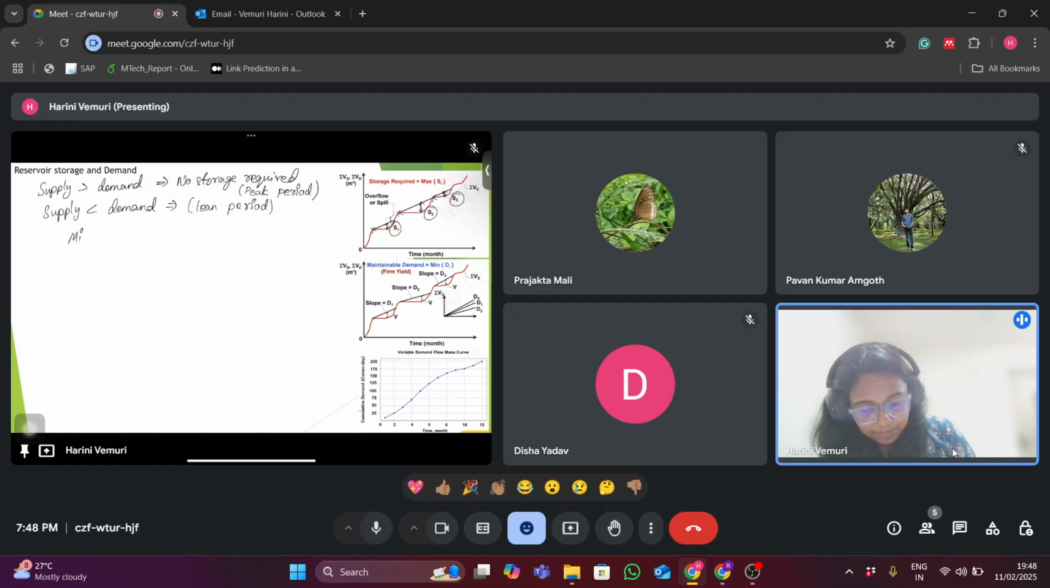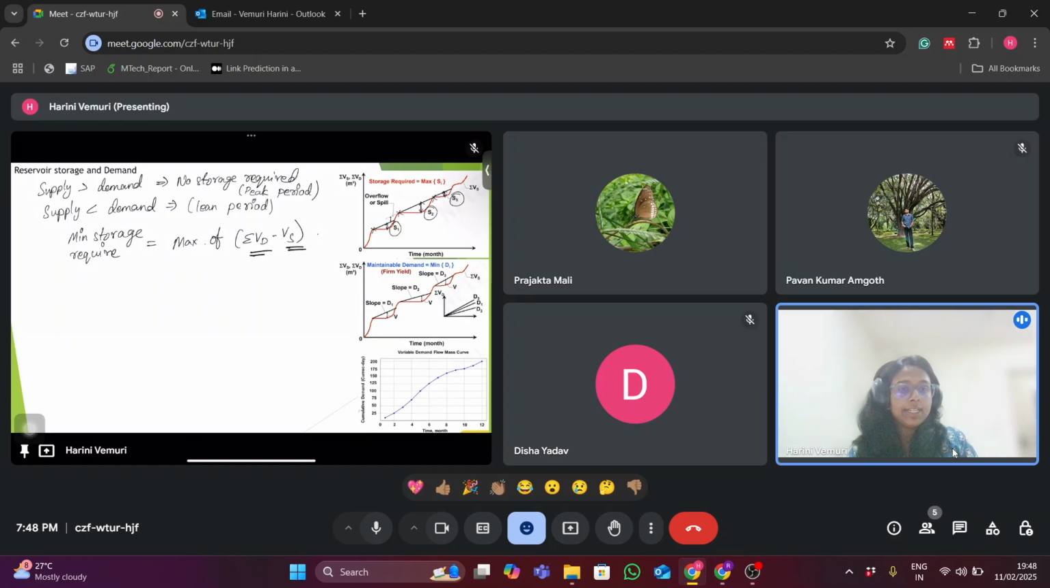This will be the minimum storage that is required in a reservoir, equal to maximum of sigma of Vd minus Vs. Okay, Vd is cumulative demand, Vs is cumulative supply, and this minimum storage required is also called the maximum cumulative deficiency.